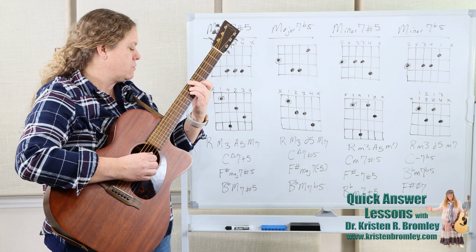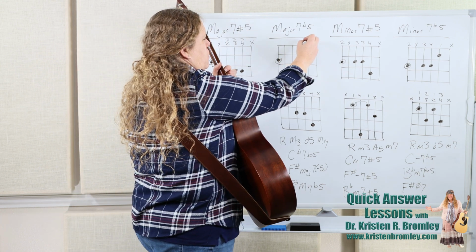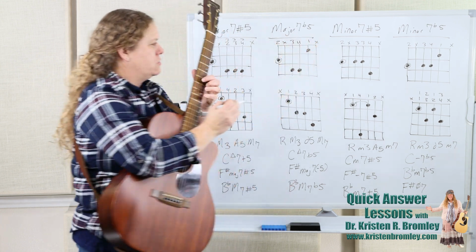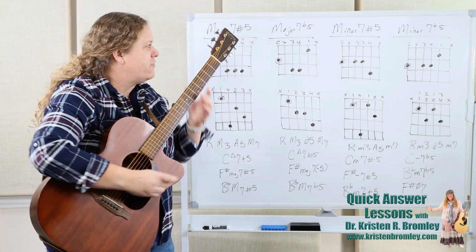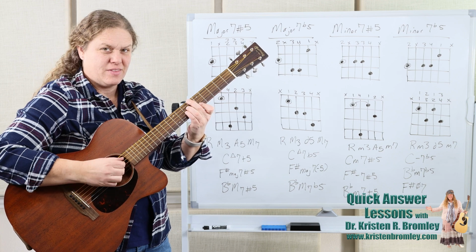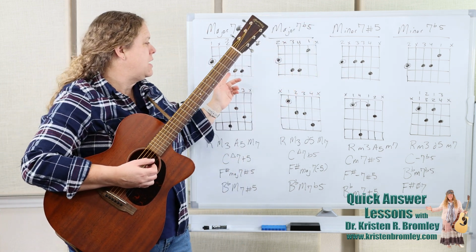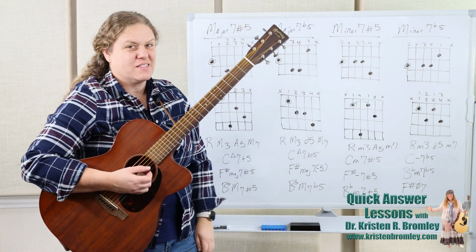So 1, 2, 3, and 4. And that's not written here, but it could be 1, 2, 3, and 4. We don't play strings 5 or 1. So that's a major 7 with a flatted 5th. As we move over to these ones, we're going to flat both the 3rd and the 7th. So we'll see those two notes down, but otherwise it's the same.